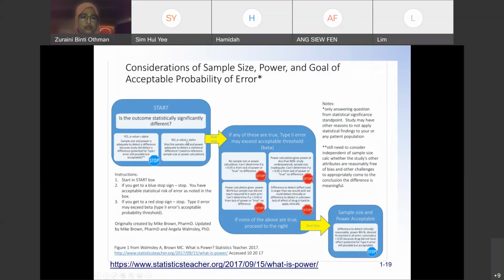And if the p-value is greater than the alpha that we set, then we have to go to another step. If our sample size calculation can determine that p is greater than 0.05 is from lack of power or truly no difference, we will stop here. In the case where the power calculation gives power less than 80%, the study is underpowered and the sample size inadequate, so we cannot determine if p greater than 0.05 is lack of power or truly no difference, then we will stop.